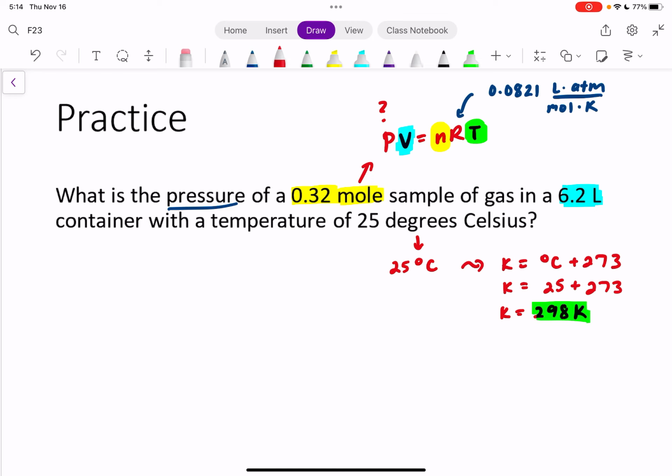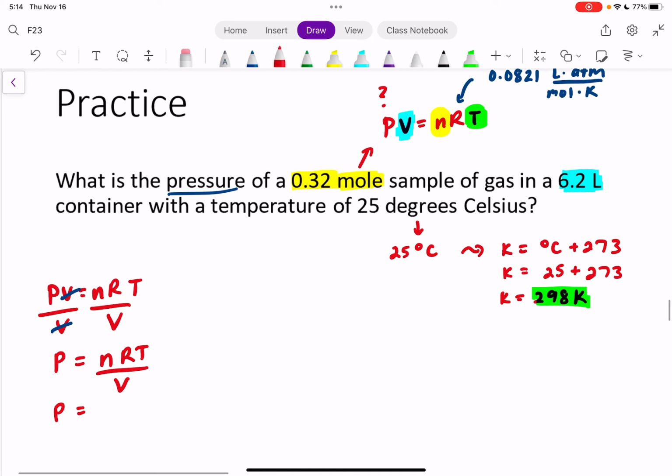All right, so let's see. So we got to start. We got PV equals nRT, and we want to solve for our pressure. So let's divide both sides by volume, and that allows us to cancel out those volumes, and we're left with nRT over V. So let's plug this in.